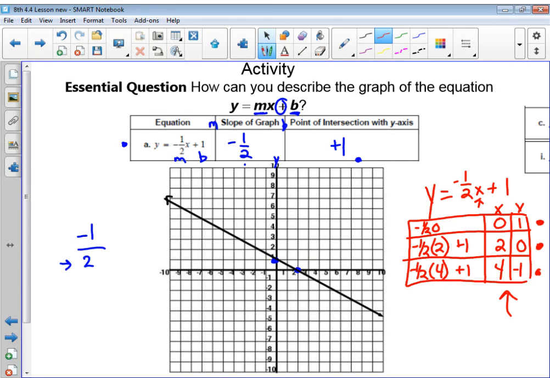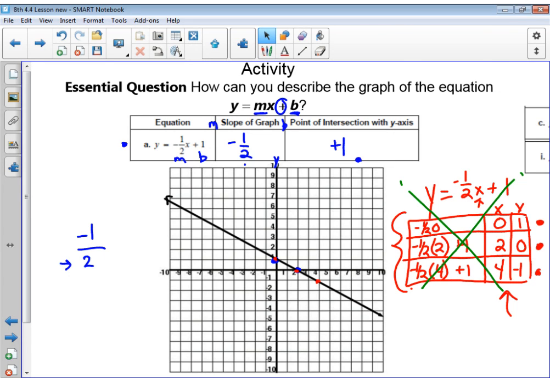Over to 0, up to 1. There it is, one of my points. Over to 2, stay at 0. One of my points. Over to 4, down to negative 1 is right there. So you'll notice all of the work that we used to have to do, we can now simplify. As long as we can identify what the slope is and what the y-intercept is, and we can graph a given slope, we can graph a line without having to substitute.